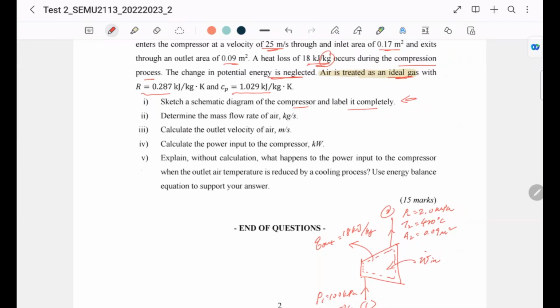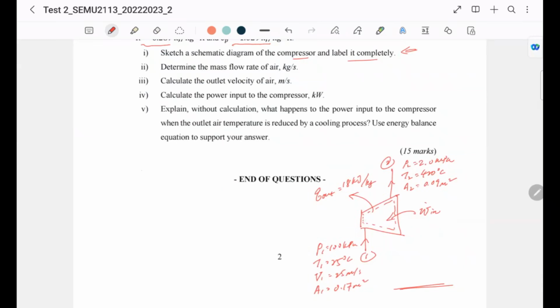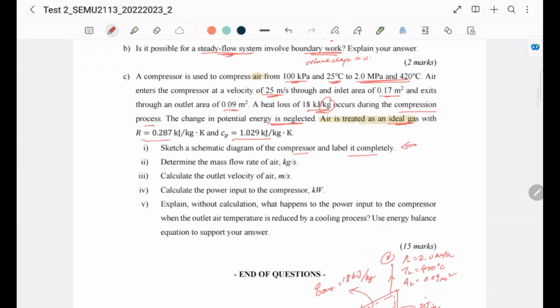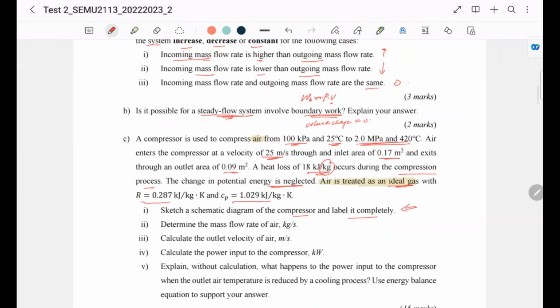So always draw the schematic diagram and label everything, so then it's very clear. Otherwise, it's just a long paragraph, right? So draw it out. It's much easier to visualize.